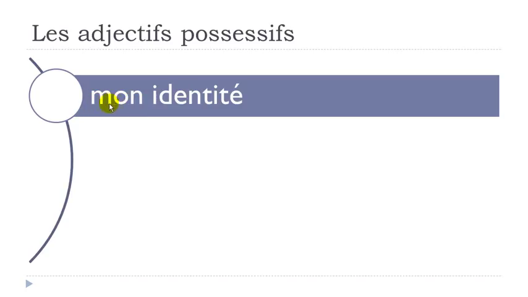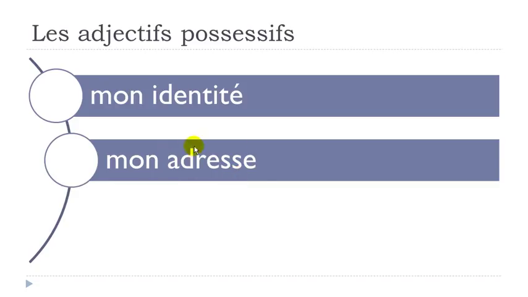So it goes like mon identité, so my identity, mon identité. Okay, another example. Adresse, same thing here, adresse is a feminine word, but it starts with A, okay? Same thing, you will have to use the adjectif possessif masculin. Mon adresse, my address, mon adresse. Okay, you can hear now this little link, so you get to pronounce this N.